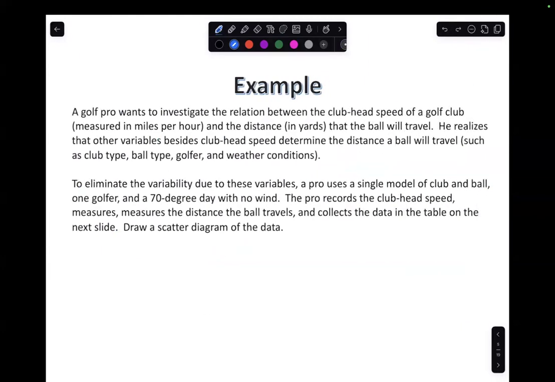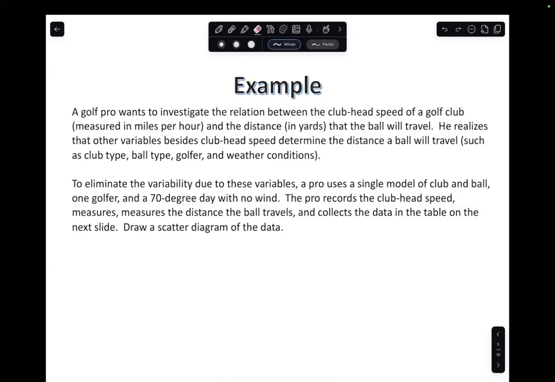Okay. So we're going to actually create our own scatter plot. A golf pro wanted to investigate the relationship between club head speed of the golf club, so how fast we swing the golf club, and the distance the ball is going to travel. He had to try to make it so that there are not so many other variables in play. He knows that if we use different weather conditions, a different type of club, a different ball type, or a different golfer, then it's going to cause changes.